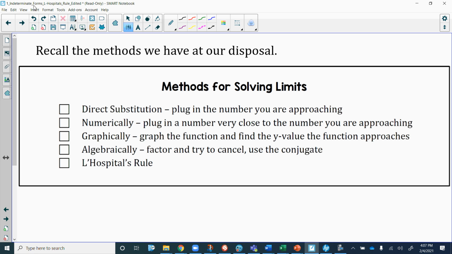Algebraically, I used an algebraic approach on the last two examples, but sometimes, remember, there's the conjugate method whenever we have square roots in our numerator or denominator. And when all else fails, especially if you go to direct substitution and see, hey, this is an indeterminate form, a lot of times you might go from the direct substitution straight to using L'Hopital's rule.